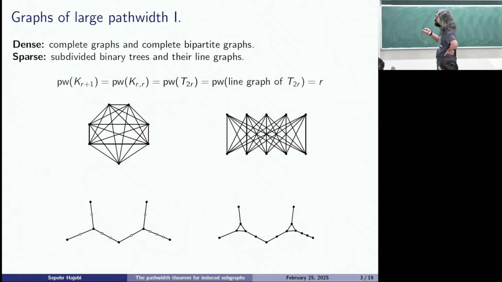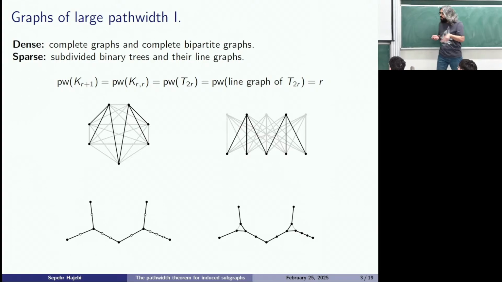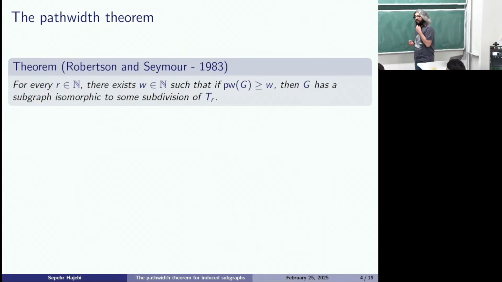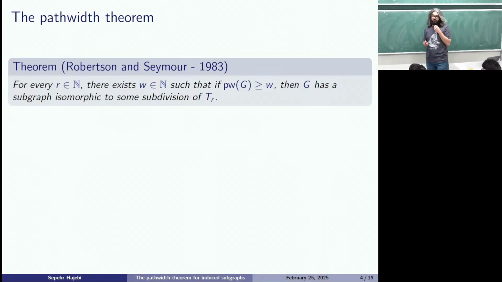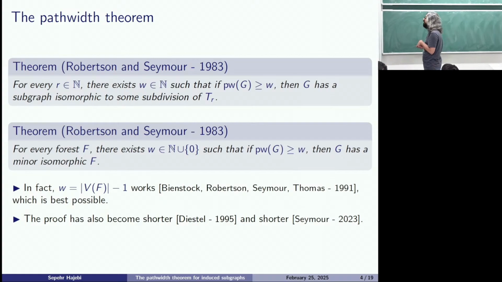But truth is, you really do not need to think about all 4 of these. Why? Because they all contain arbitrarily large subdivided binary trees as subgraphs. And this points us towards the amazing theorem that Robertson and Seymour proved in the opening paper from the graph minor series, that any graph of sufficiently large pathwidth contains a subdivision of your favorite binary tree as a subgraph. And another way to think about this theorem is that for every forest F, every graph of sufficiently large pathwidth contains F as a minor. And these 2 statements are equivalent.